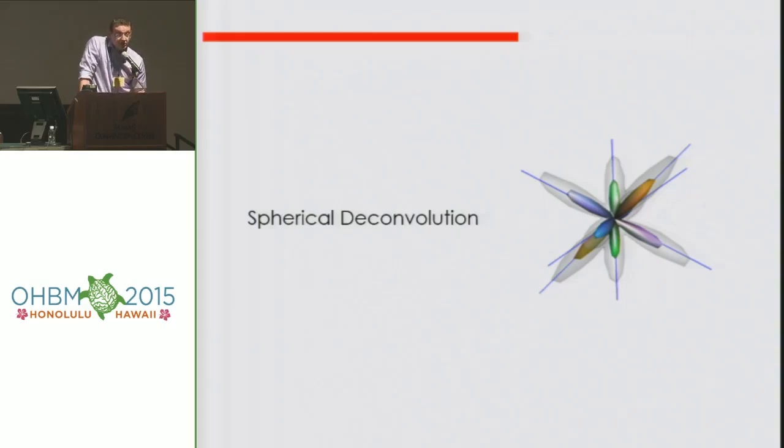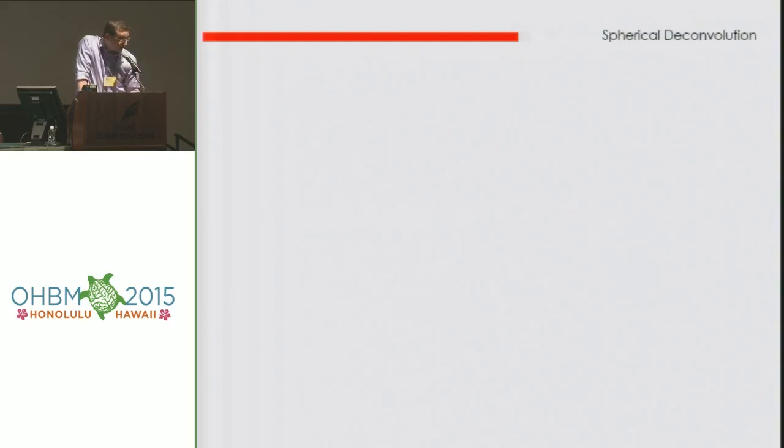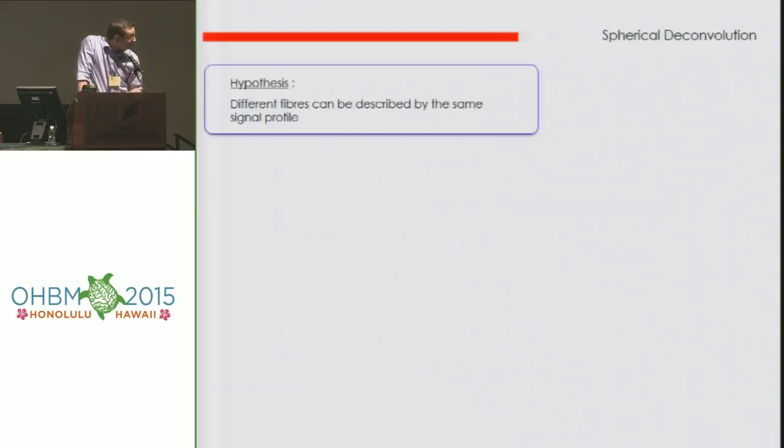Okay, and that's the next slide. So, spherical deconvolution. The idea is very simple, and it's based on the assumption, as I was saying before, that different fibers can be modeled by the same signal profile. So if this hypothesis is true, if we can assume that this model is more or less good for all the fibers of the brain, we can use this kind of information here.